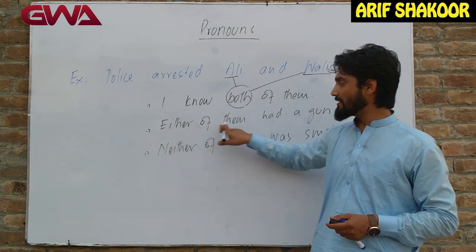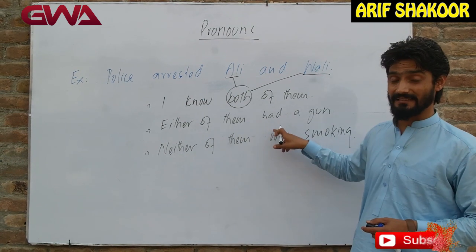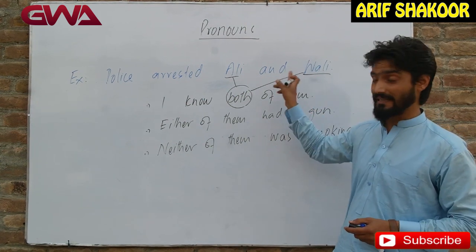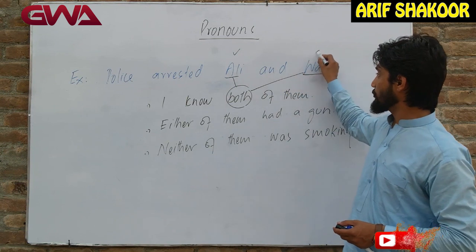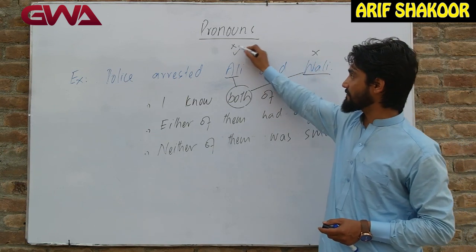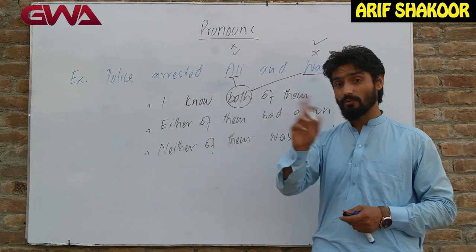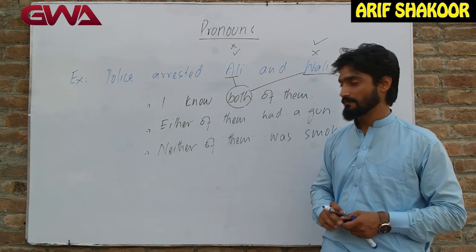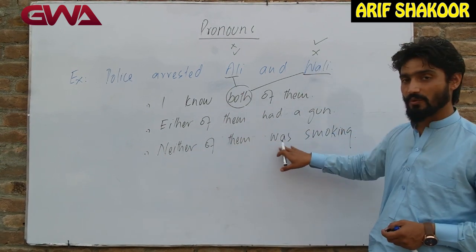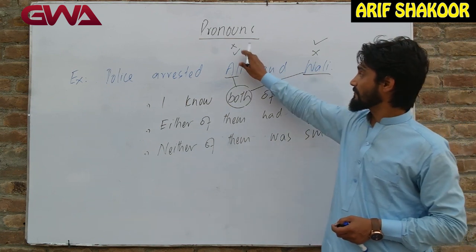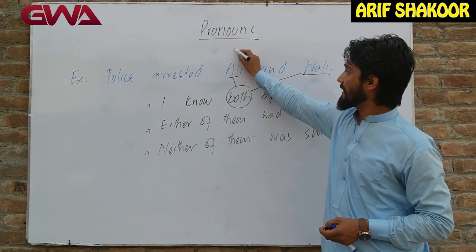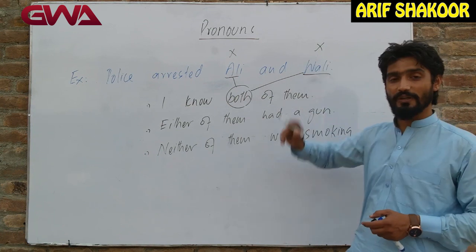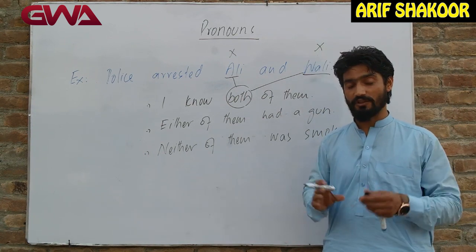Another example, either of them had a gun. Now, one of them had a gun. If Ali had a gun, Wali didn't have. If Ali didn't have, Wali had. Means one of them. Neither of them was smoking. Ali was not smoking, Wali was not smoking. None of them was smoking.